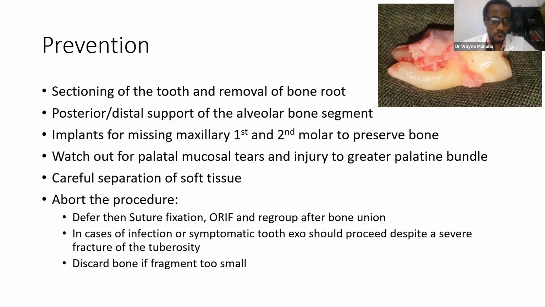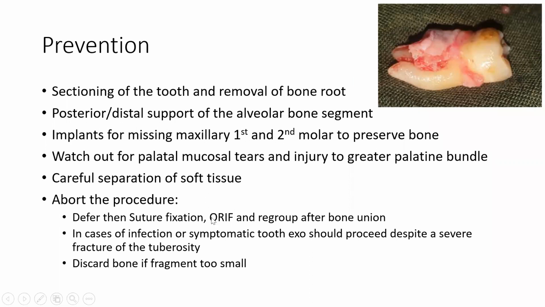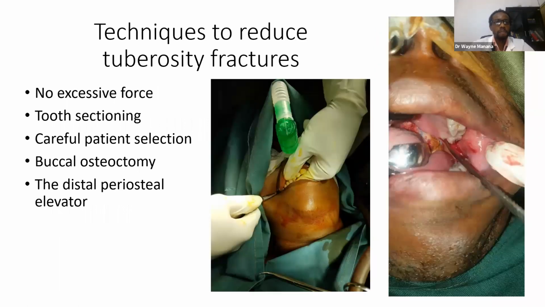If the bone is small, you can just discard it together with the tooth, like what you are seeing here. If it is big, that's when you fix it back into place. As I said, avoid excessive force and section the tooth. More importantly, this is thought to be the most important maneuver: when you do your upper eight, you take your periosteal elevator and sink it into the PDL space, right round or posterior, to try to widen that space. It separates your upper wisdom tooth from the maxillary tuberosity, and then you become as gentle as possible.